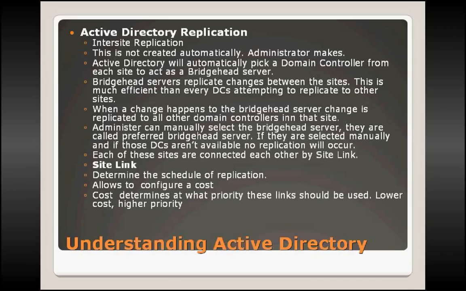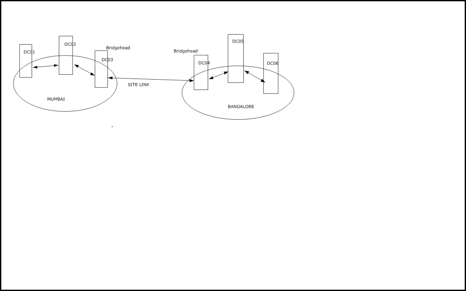so let's go back to the whiteboard and see here. This is the site link that you have here, between DC03 and 04 that we have made. That's a site link that connects Mumbai and Bangalore. Okay. Let me pause for a while and create another site, and then we will talk more about the site link.